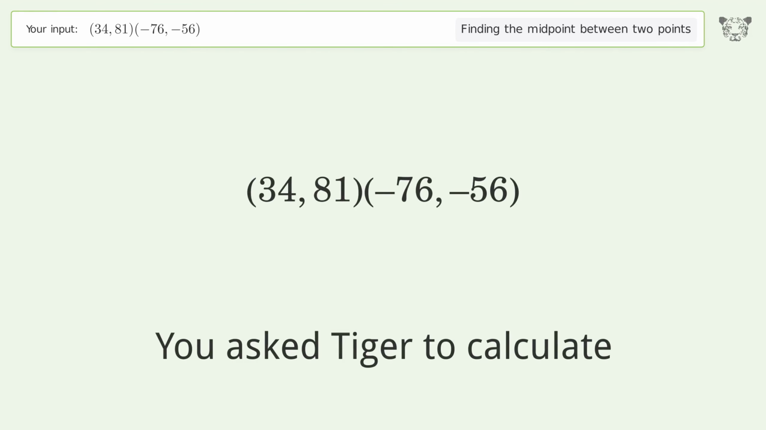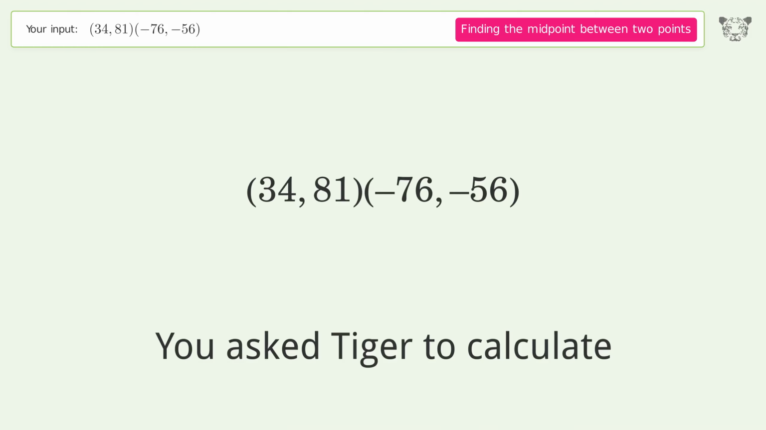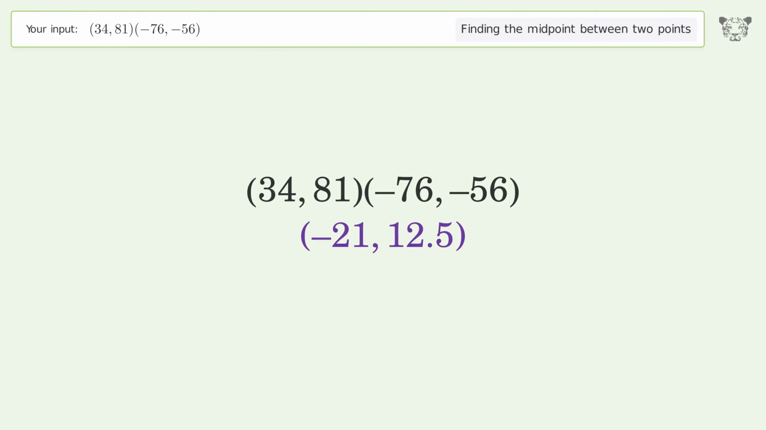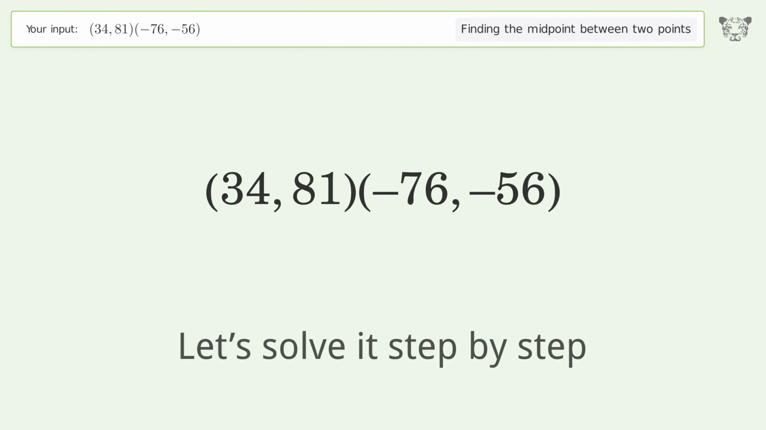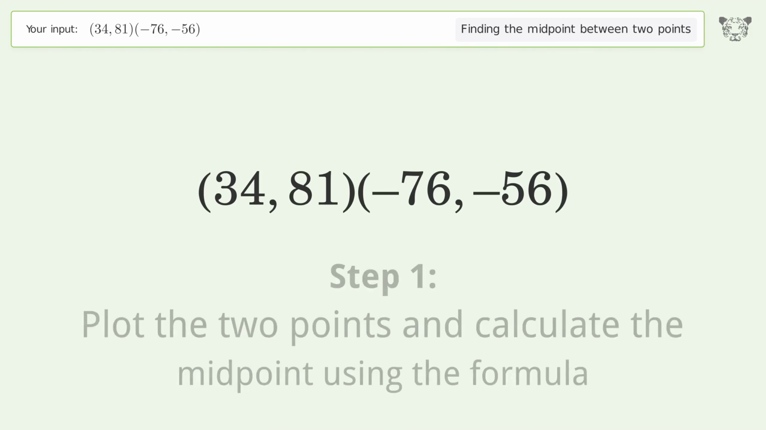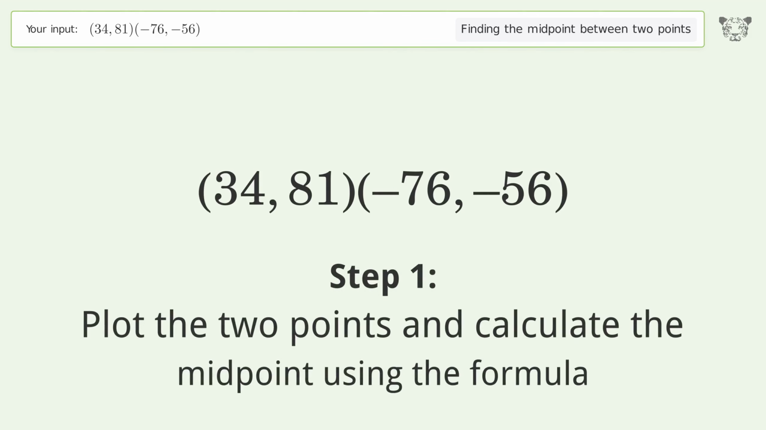You ask Tiger to calculate. This deals with finding the midpoint between 2 points. The midpoint between the 2 points is -21, 12.5. Let's solve it step by step. Plot the 2 points and calculate the midpoint using the formula.